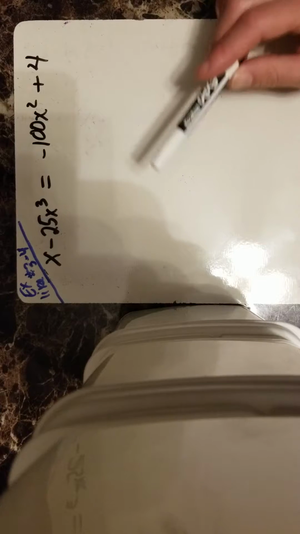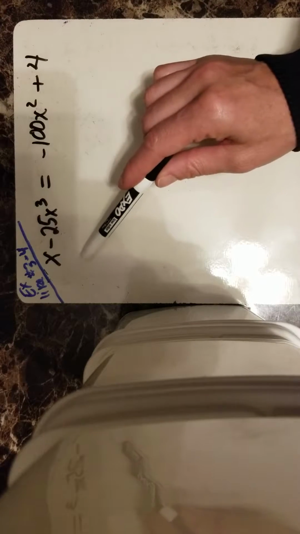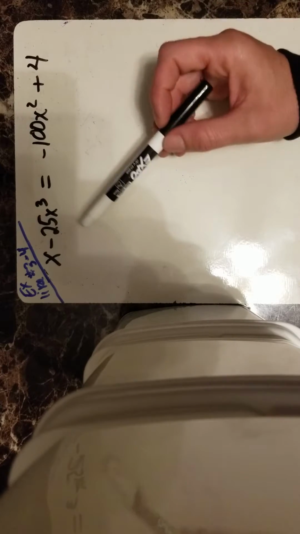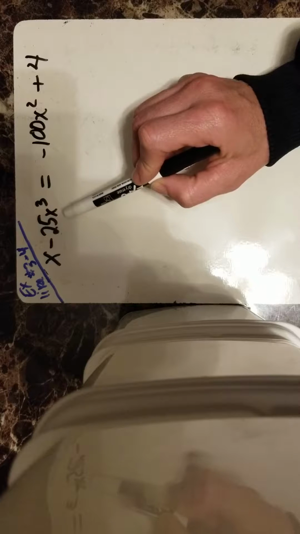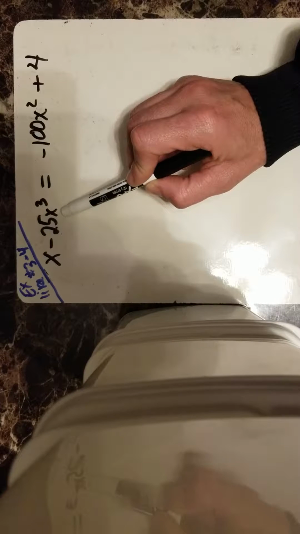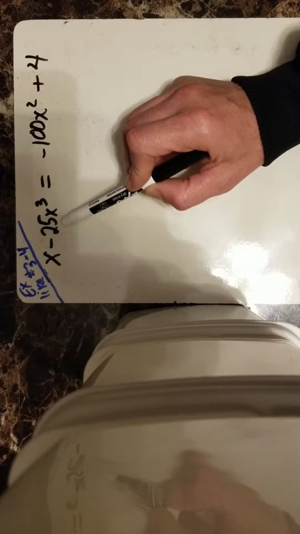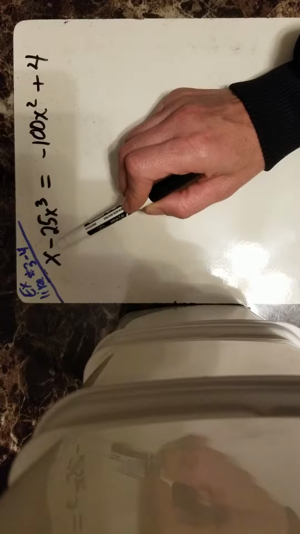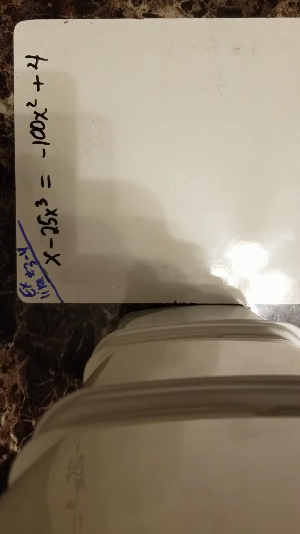The way I like to do this, there's no right or wrong way. You can move this stuff over here, you can move this stuff over here. But the way I like to do it is to look at my biggest exponent, which is to the third, and I want that term to be positive, otherwise I have to factor out a negative. So if I look right now, it's not positive. That means I want to move it to the other side to make it positive.